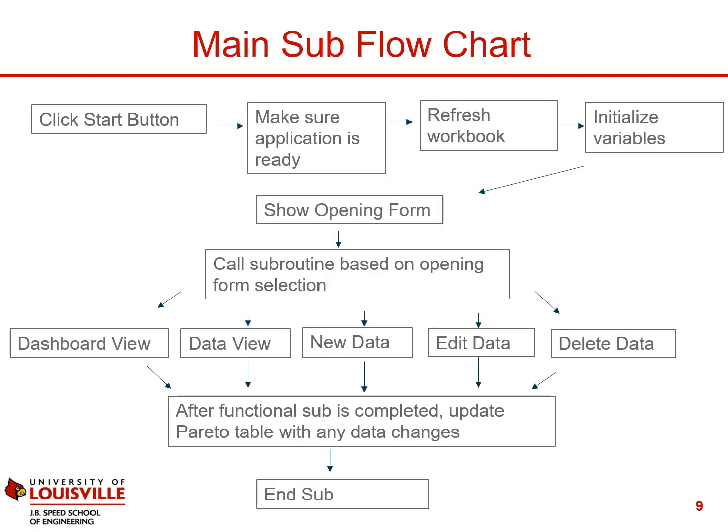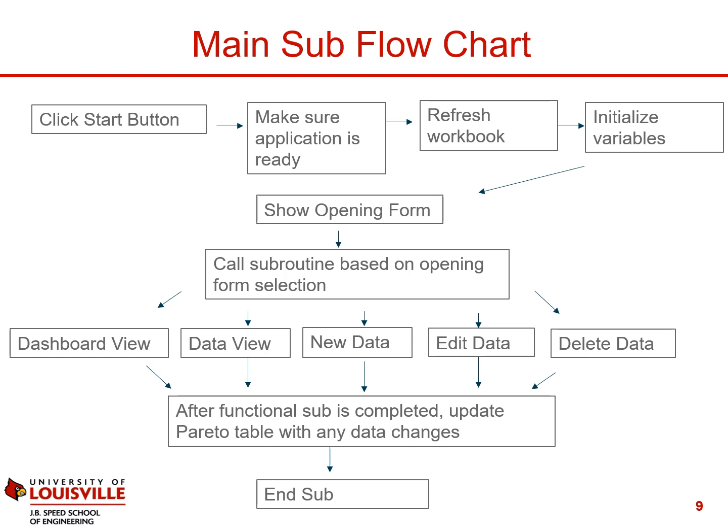Our main subroutine flowchart. So when the user selects the start button, the subroutine is started. The first step is to make sure that the application is ready, and when the Excel workbook is ready, it'll move on. Then we refresh the workbook, the variable is initialized, and an opening form is displayed to the user. Now the user will select what they want to do, and the resultant subroutine will be called.